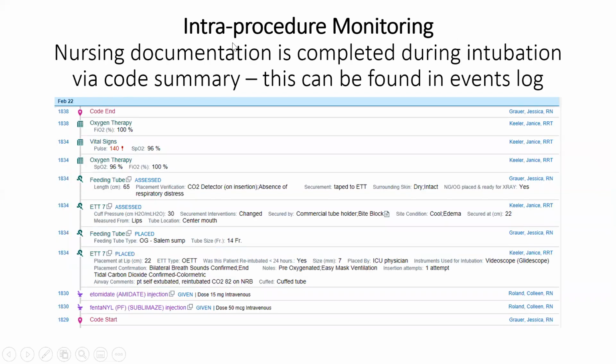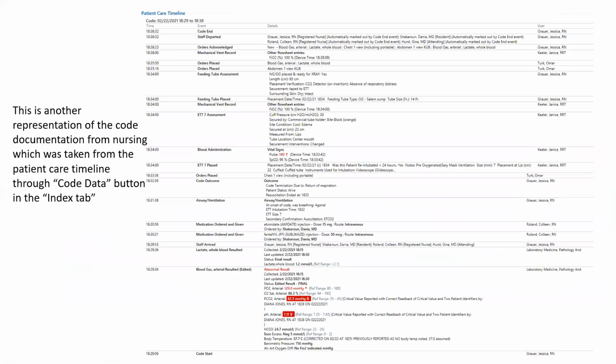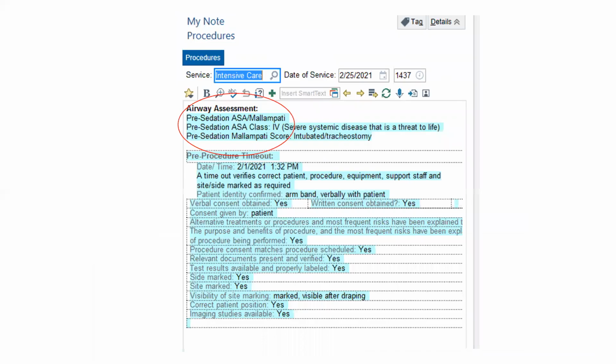Now, intra-procedure monitoring is another important part of the policy that's written. We meet these criteria by the nursing documentation that's completed during the code summary. This is another way to visualize this, which is much more cumbersome, but all of the information of attempts, any BVM needed between attempts, vital signs throughout are all documented in order to ensure that we're abiding by the policies that the health system has in place.